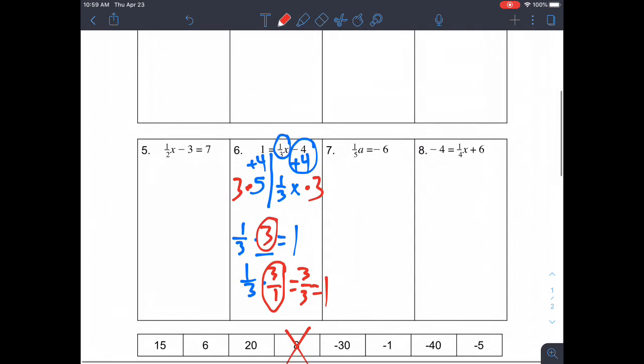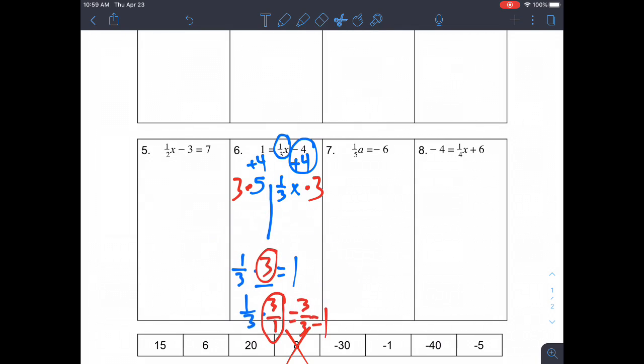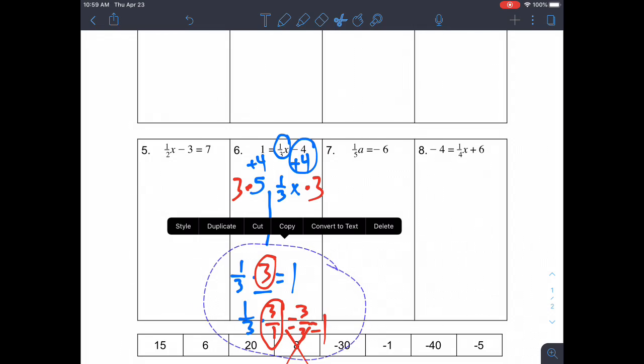To get 1/3 of x to equal 1x, we multiply both sides by 3. And let me do a little bit here of adjusting. I'm going to just slide that down a little bit.